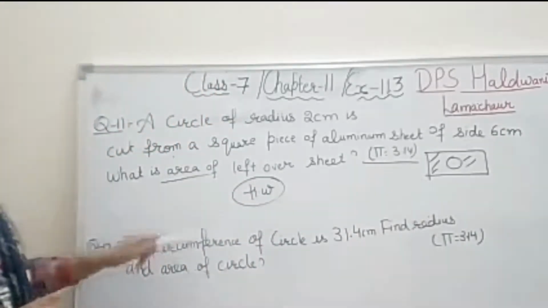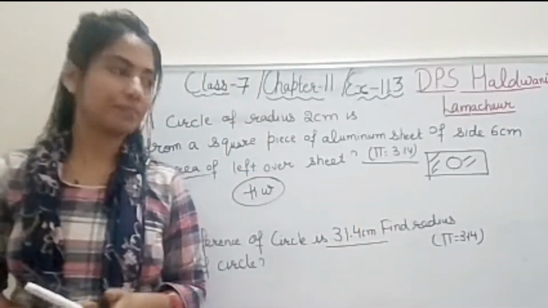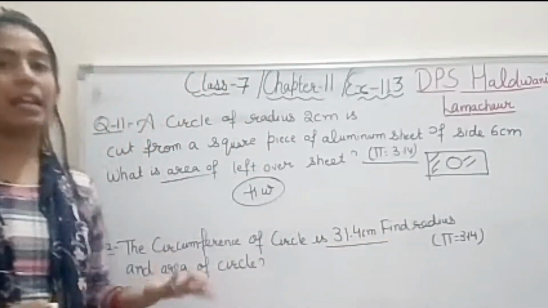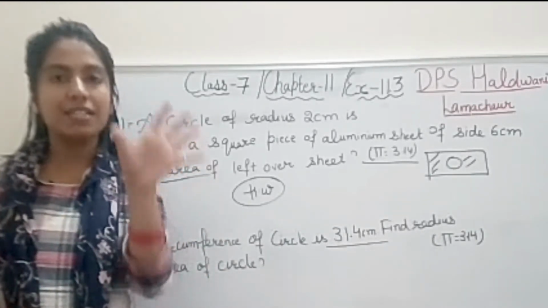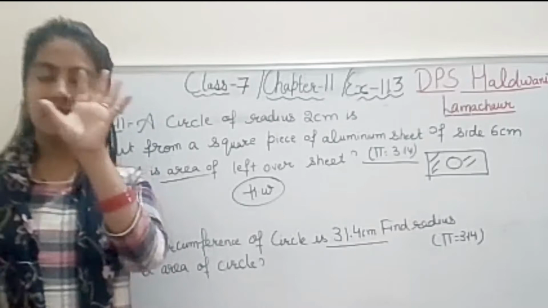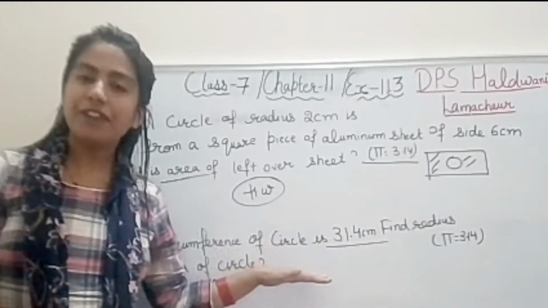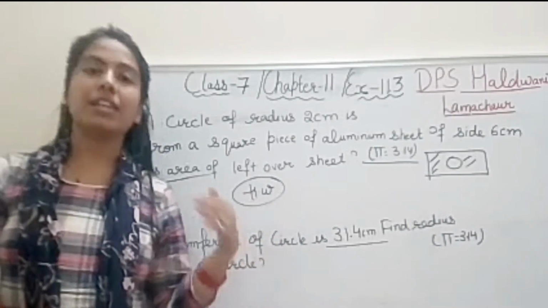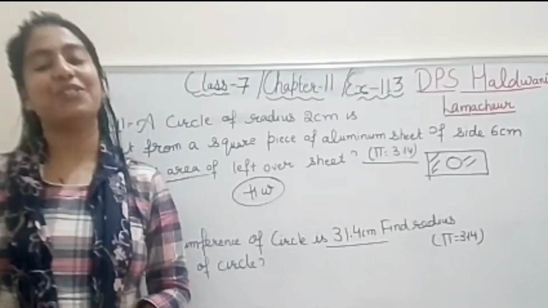Right? Now coming to our question number 12. The circumference of a circle is 31.4 centimeter. Find the radius and area. In question number 2 we have done circumference 2 pi r. R we don't know, but the circumference value is given. Easily find out the value for radius, and if you know the radius, area is pi r square, so easily we know the value of area.